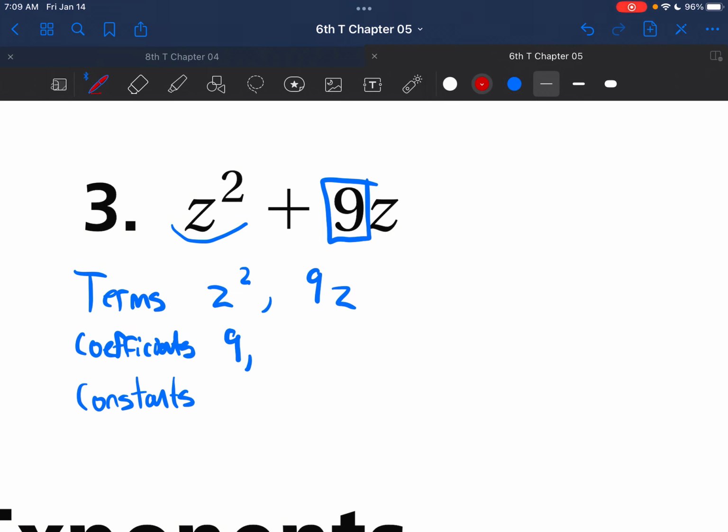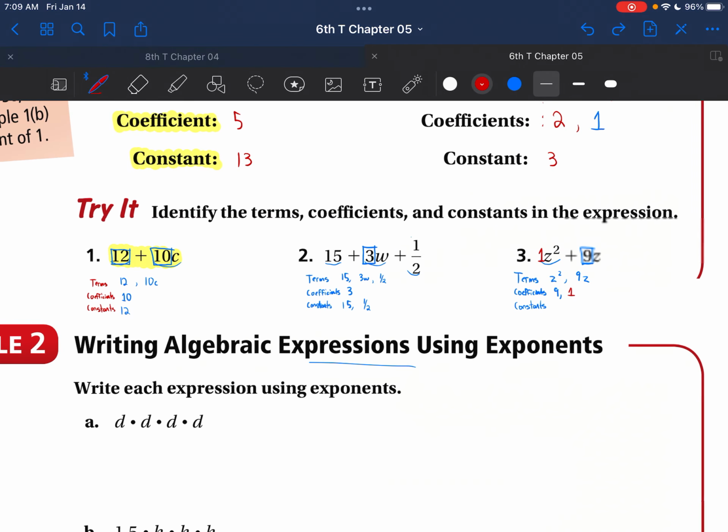And we do have an invisible number in here. What number do we have? We have the number 1, all right? Because we have one of these. So that would be 1. And then what are our constants? We have no constants, so there's nothing to put there. No constants. All right, good job.